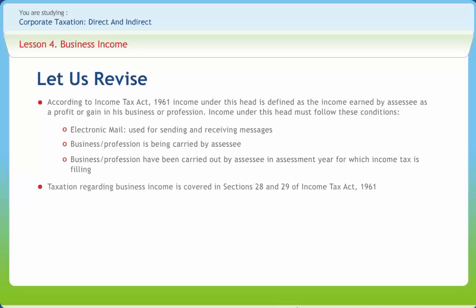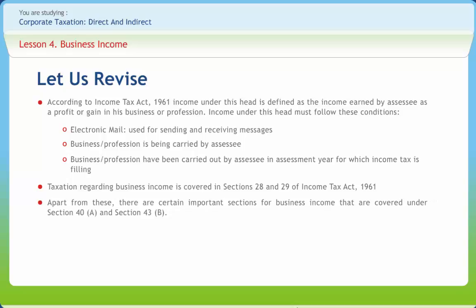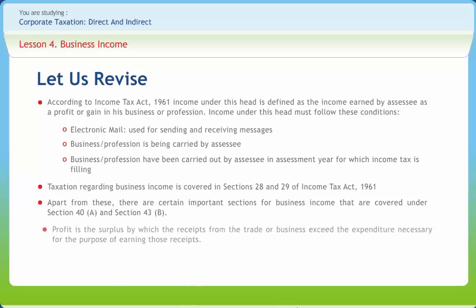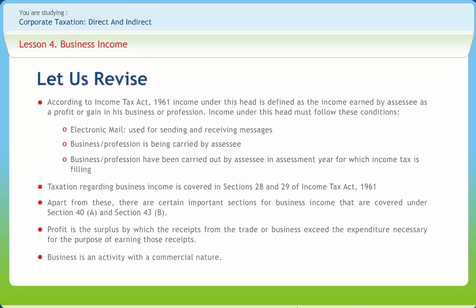Taxation regarding business income is covered in Section 28 and 29 of the Income Tax Act 1961. Apart from these, there are certain important sections for business income that are covered under Section 40A and Section 43B. Profit is the surplus by which the receipts from the trade or business exceed the expenditure necessary for the purpose of earning those receipts. Business is an activity with a commercial nature.